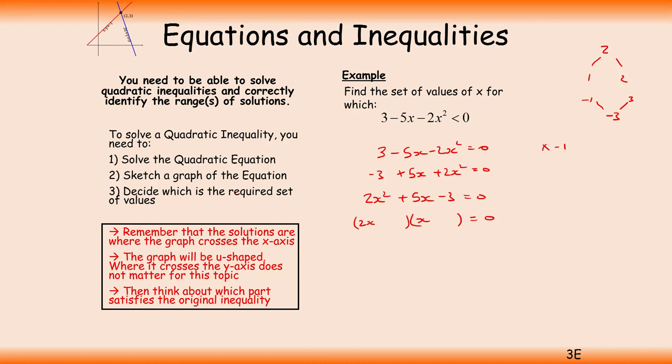plus 5x there. So the 2 has got to multiply the 3. So the 2x has got to multiply the 3, which I put here. And the 1 multiplies the minus 1. So that implies then, this is a sign for implies, that either 2x is equal to 1, which means that x is equal to a half, or x is equal to minus 3.